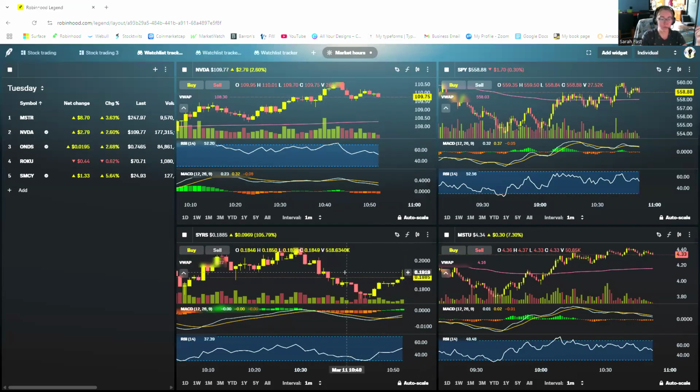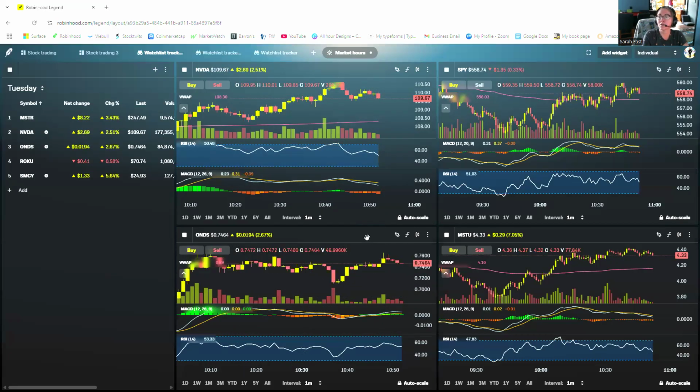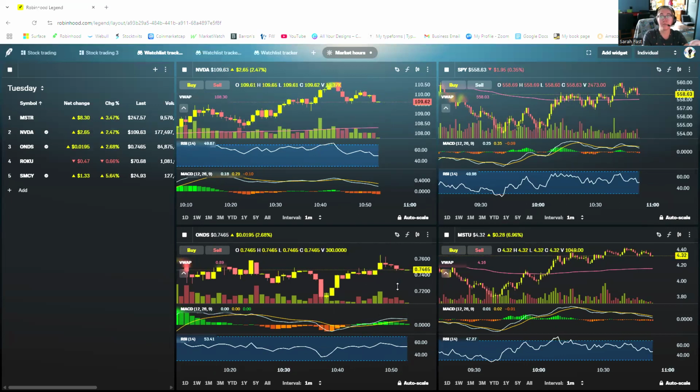And Cyrus was a runner today. Ondis was a runner today. Ondis ran, and actually I have a little bit of Ondis. I scalped some today for profit, and I have a little bit that I'm holding because it dipped back down now, but I'm going to add more tomorrow because it just got really great news with Palantir, which is another really popular AI company that I want to get back.